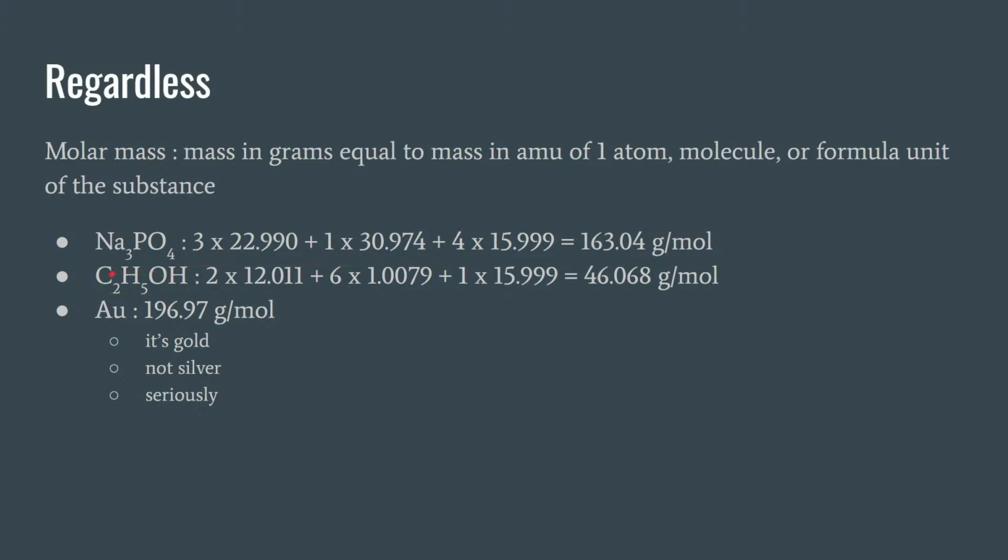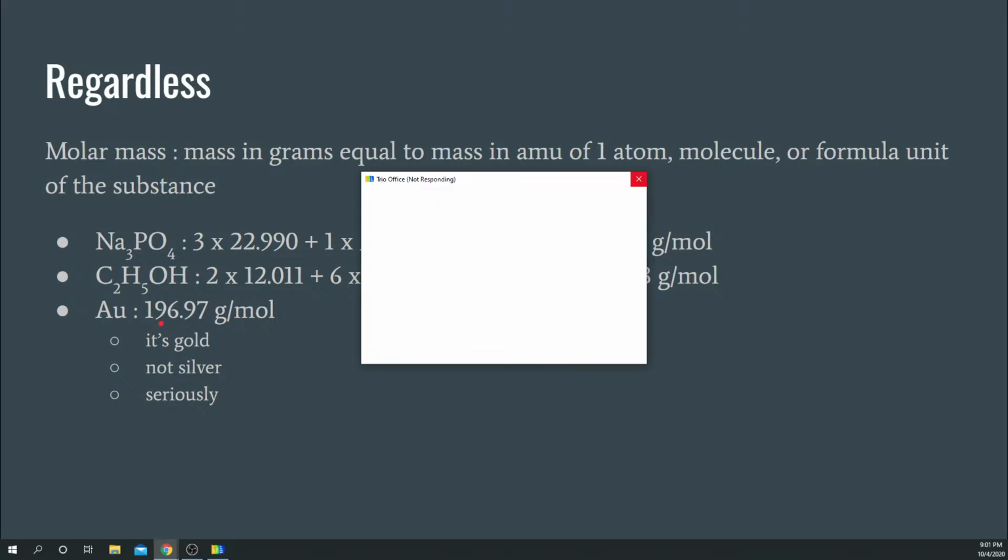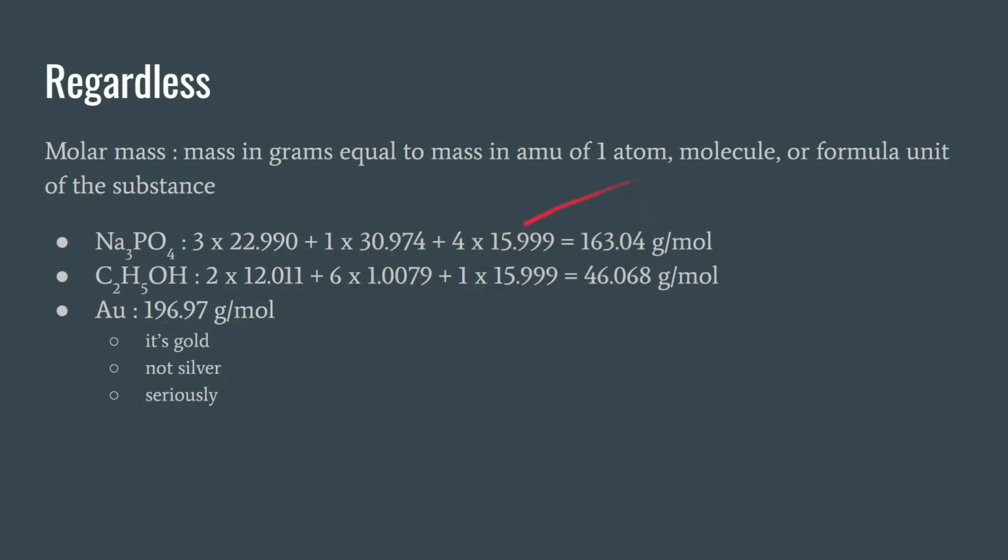Here we have ethanol, C2H5OH. There are 2 carbons, there are a total of 6 hydrogens, even though it's written a little funny, and then 1 oxygen. So we multiply 2 times the mass of carbon, 6 times the mass of hydrogen, 1 times the mass of oxygen. We add that all together, we get 46.068 grams per mole. Then we have gold, 196.97 grams per mole. It is just the number that comes right off the periodic table. So that's how you find molar masses.